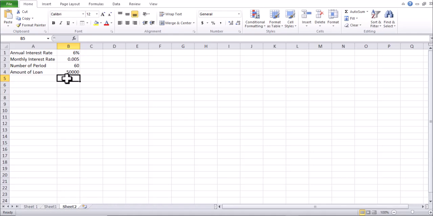Now you have everything that you actually need. You have the annual interest rate. You have the monthly interest rate, which is the rate that you're going to pay every month. You have the number of periods, like how long you're going to be paying, and you have the amount of the loan. Now let's calculate your monthly loan payment.